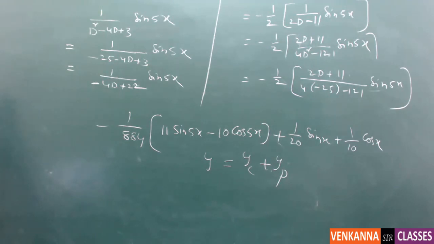That is up to you. So after writing yc plus yp, whether to simplify the answer or not, it is left for you. The only thing is, you have to mention the formula that y is equal to yc plus yp and substitute the terms there. That is enough. Simplification is up to you. Okay?